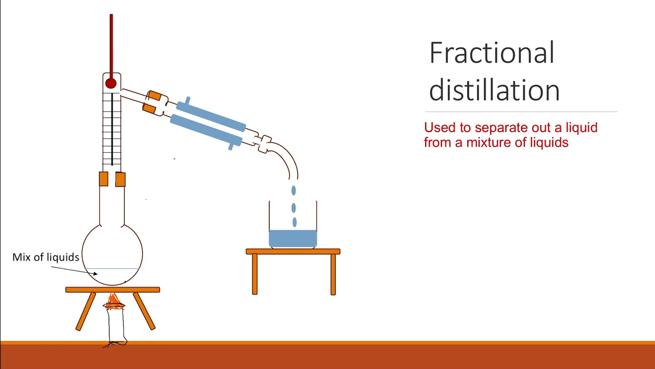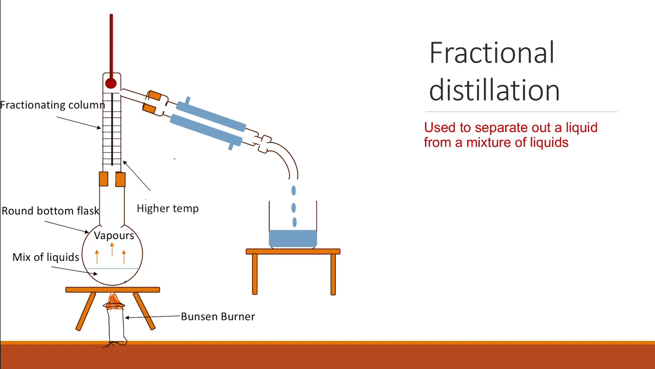In fractional distillation, again, we have the mixture of liquid in a round bottom flask. We heat it using a Bunsen burner, but at the top of the round bottom flask, we connect it with what's called the fractionating column. The different liquids would start to evaporate and vapors will form. The fractionating column has higher temperature at the bottom and lower temperature at the top.